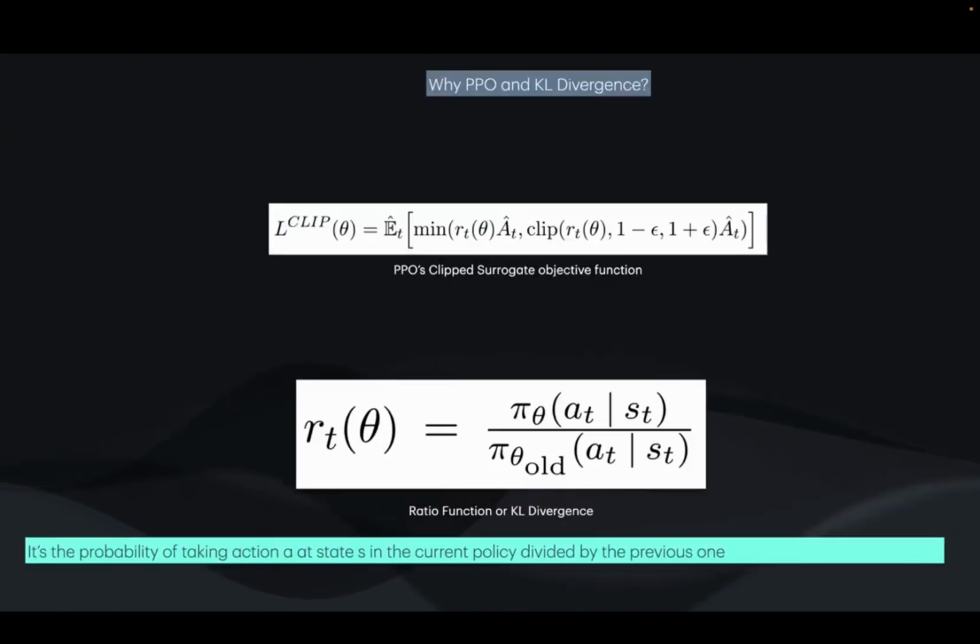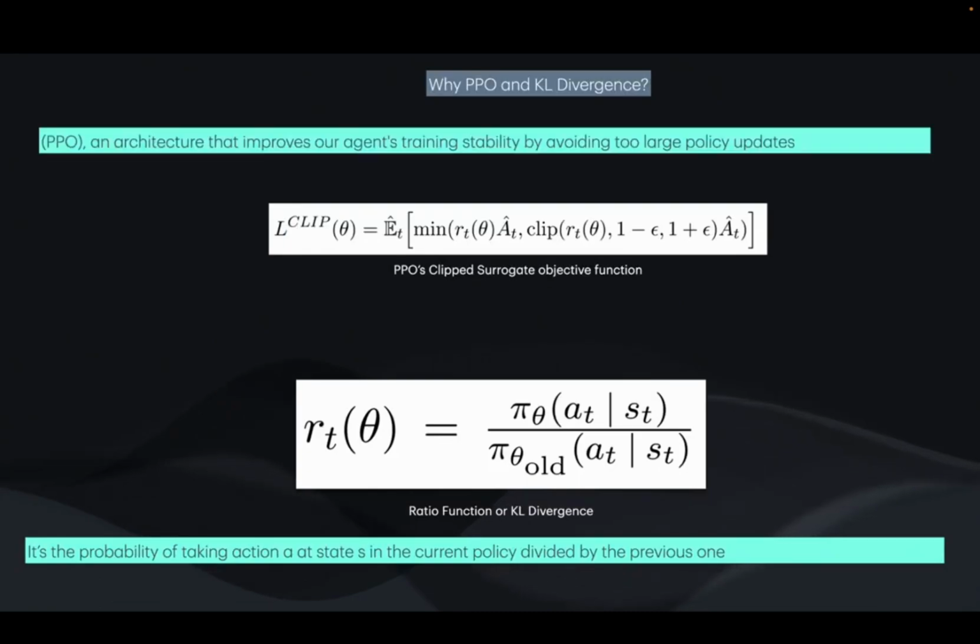That's why we introduce the concept of proximal policy optimization, an approach that improves the agent's training stability by avoiding too large policy updates. Here we use a clipped surrogate objective function. In the first part, L clip theta, we have an expectation, then we have R_t(theta), which is a ratio function, and we clip that R_t(theta) within a certain range and multiply it with A_t hat. We take the minimum of these two things: R_t(theta) multiplied by A_t hat, and the clip function multiplied by the advantage function.